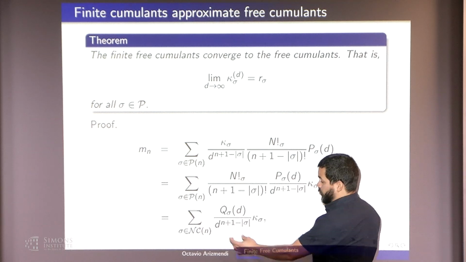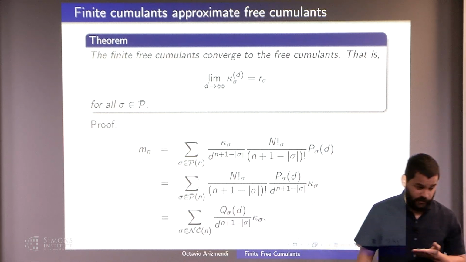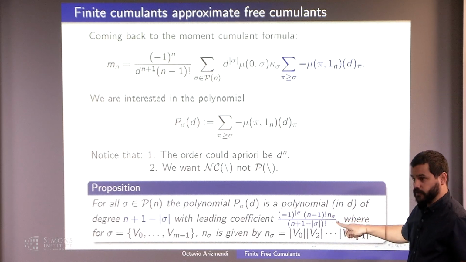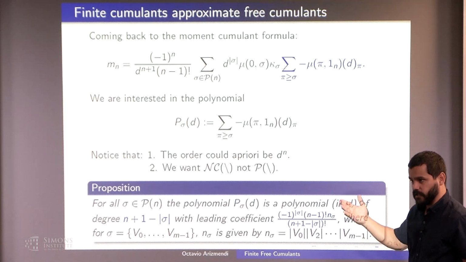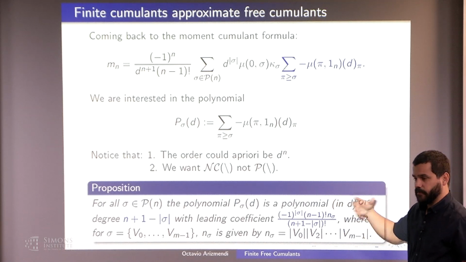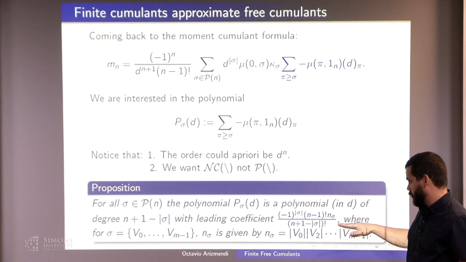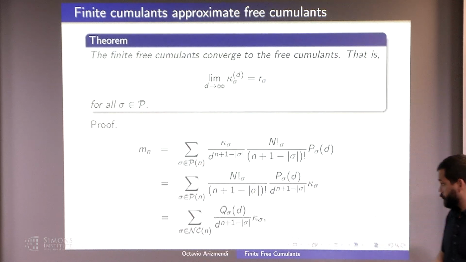Well, for each partition, I need to multiply by the number of non-crossing partitions of a certain type, and divide by the number of partitions of this type. And this is exactly this coefficient. So this coefficient is not arbitrary. It has an interpretation, which is exactly what I'm saying: the number of partitions of a certain type, meaning with a fixed block structure, divided by the analog for the non-crossing partitions.